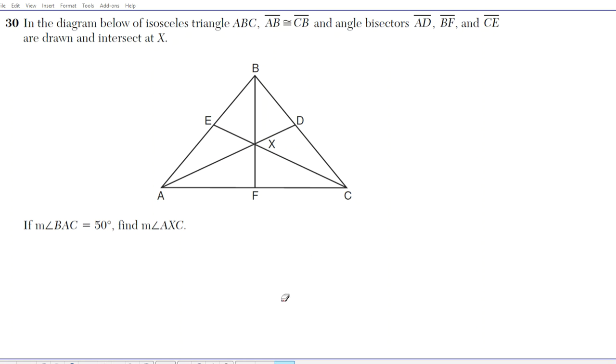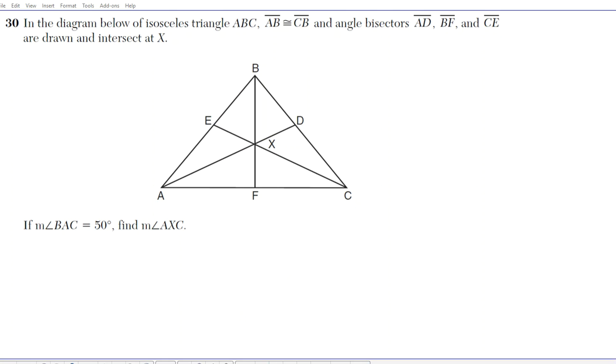Alright, let's take a look at question 30. It reads, in the diagram below of isosceles triangle ABC, side AB is congruent to side CB, and angle bisectors AD, BF, and CE are drawn and intersect at X. Question: if the measure of angle BAC is 50 degrees, find the measure of angle AXC.